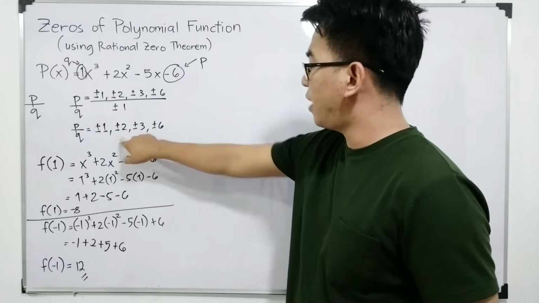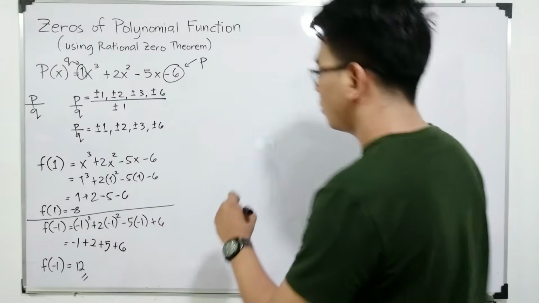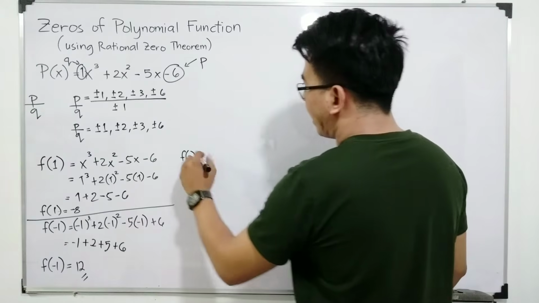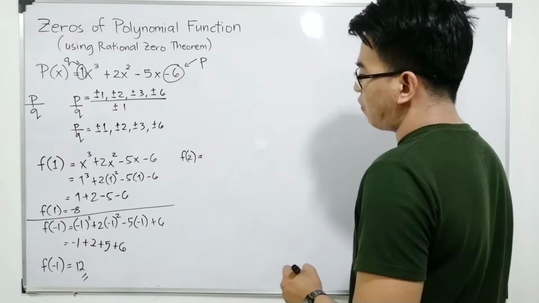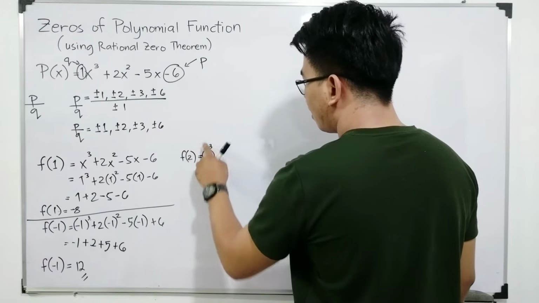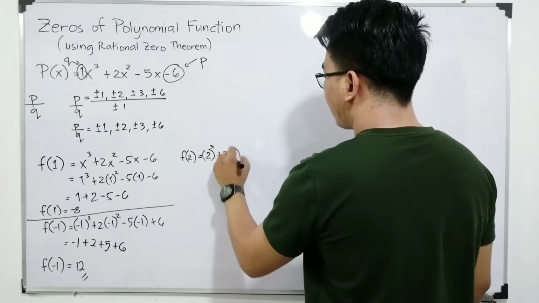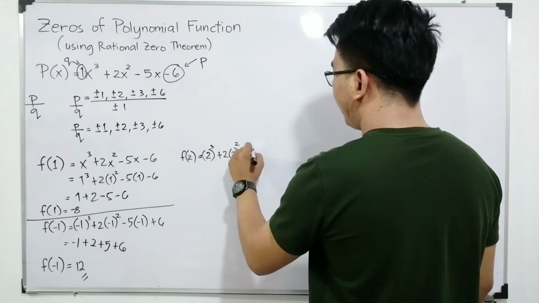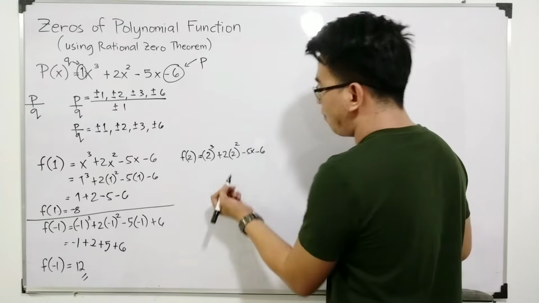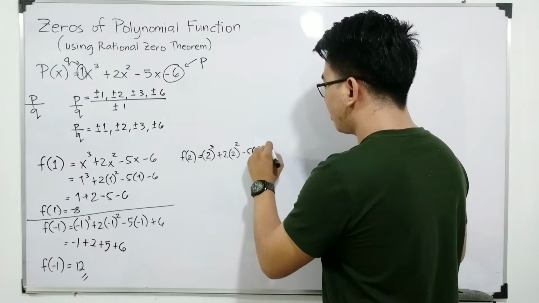So next, our option is to use a third possibility. We will be using positive 2. So we will use f of 2. Let's replace your x here with positive 2. So we have 2 raised to 3 plus 2 times 2 squared minus 5x minus 6. Notice, we replaced our x with 2. So this is negative 5 times 2 minus 6.